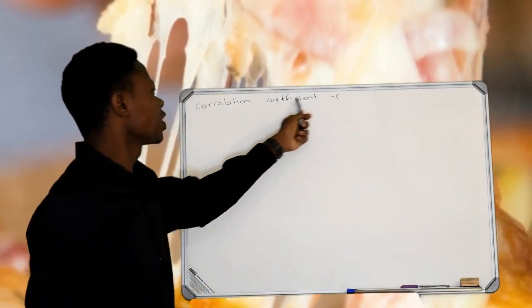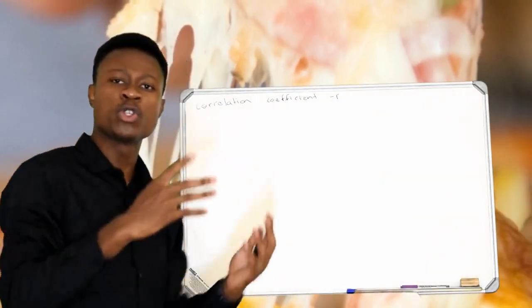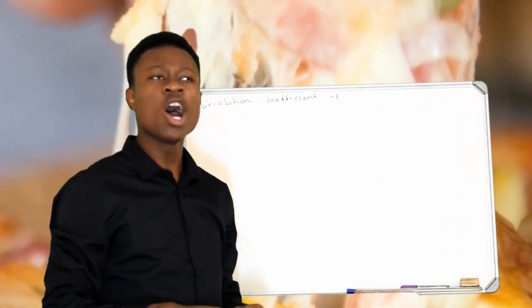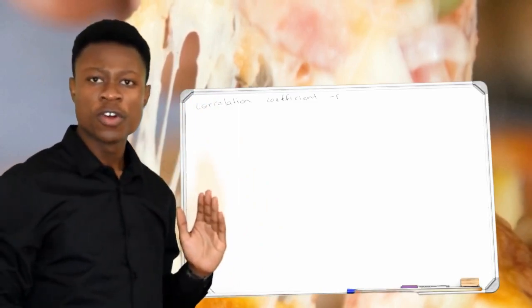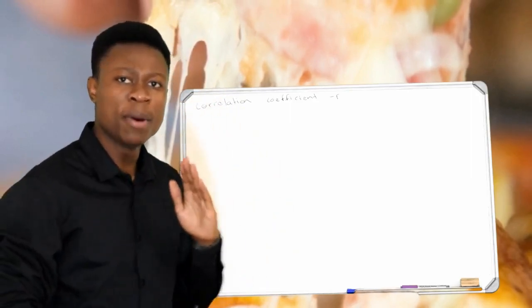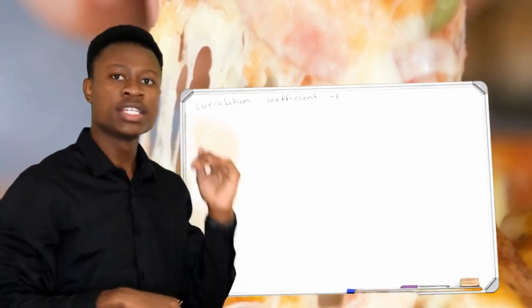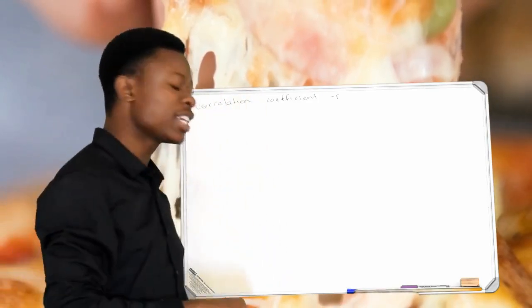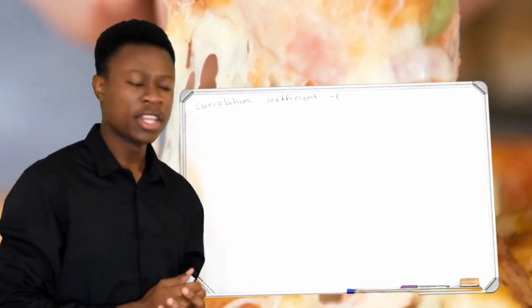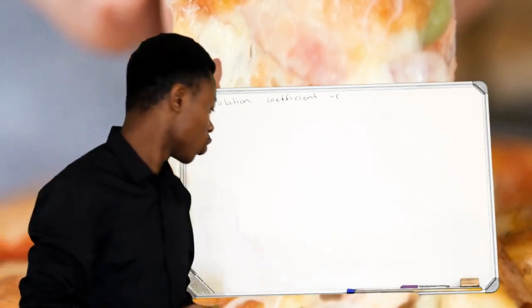So the correlation coefficient, basically what it tells us is how good the relationship of the two variables is. If the amount of time increases, for example, we're doing velocity versus time, when time is increasing, does velocity proportionally increase? That's what it's saying. It's saying how good is that relationship? That's what the correlation coefficient is trying to show us.